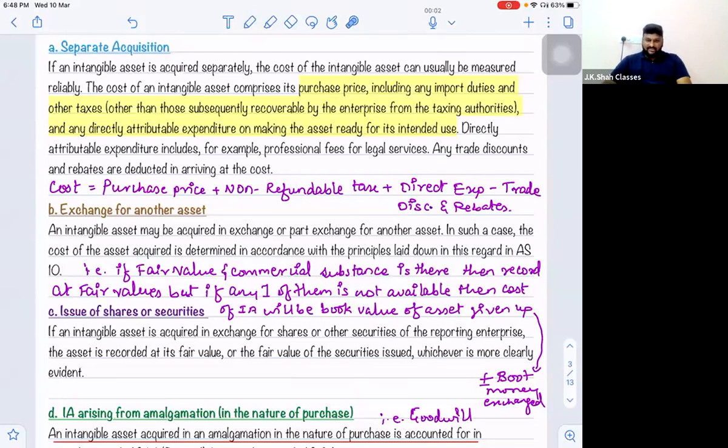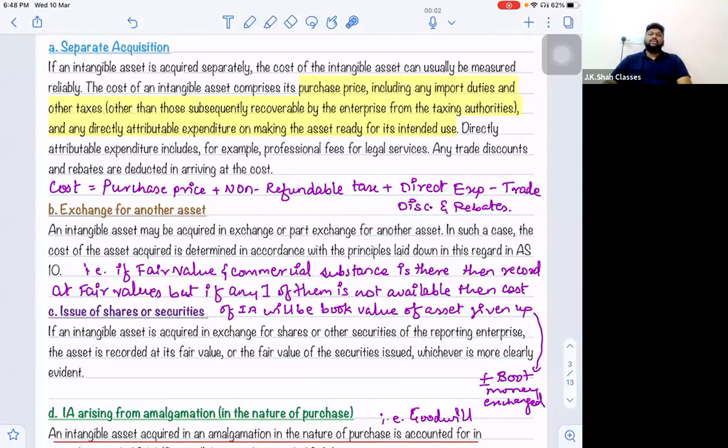Sorry, Ramakrishna. Sir, when should I add or when should I subtract the boot value from the WDV of the asset? Generally, when you are recognizing at the book values, then the boot money point comes in. Sir, when should I add, whether I give the cash or receive the cash?